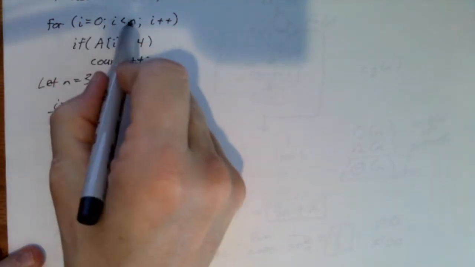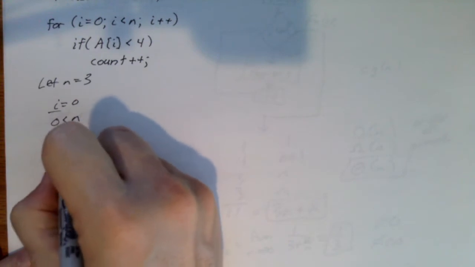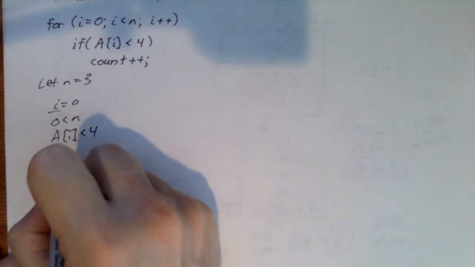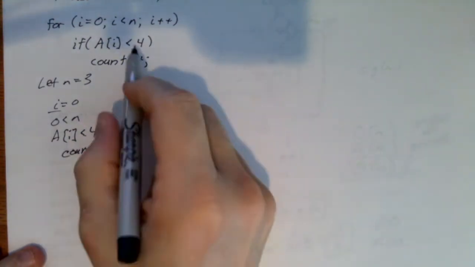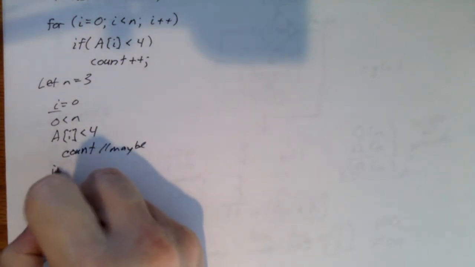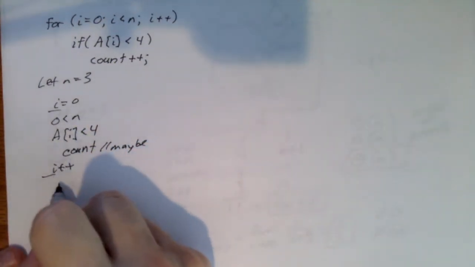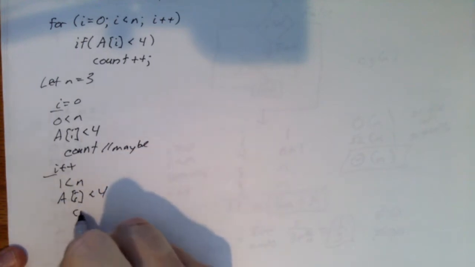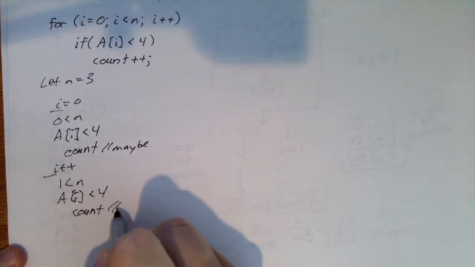So once again, I have i equal to 0 initially. Immediately come over here and ask, is 0 less than n? If so, I'm going to ask this question, is A sub i less than 4? And if the answer is true, we update the count. But if it's false, we don't update the count. So I'm going to put maybe on this. Then we do i plus plus. Then we go up now and ask, is 1 less than n? Is A sub i less than 4? If so, update the count. So that's a maybe.